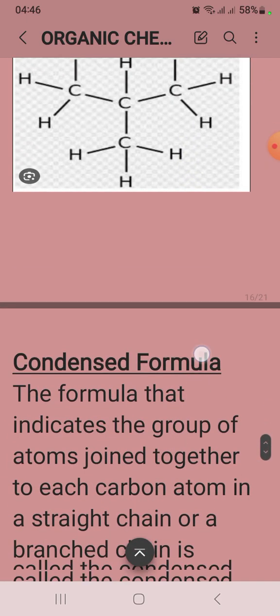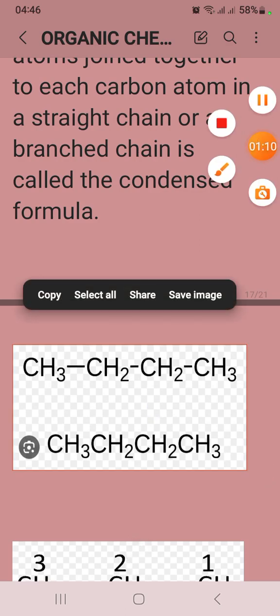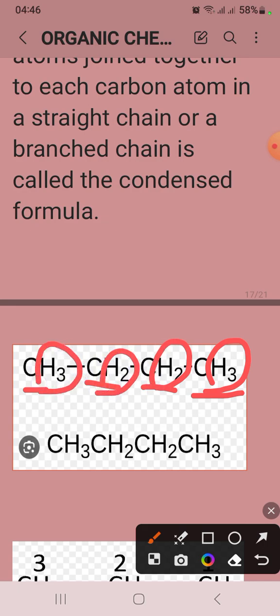For example, over here you can see the structural formula of butane. The first carbon atom is joined with 3 hydrogen atoms, so it is CH3. The second has 2 hydrogen atoms, so CH2. The third also has 2 hydrogen atoms, so CH2. The fourth carbon also has 3 hydrogen atoms, so it is CH3. So this formula shows the groups of hydrogen atoms that are joined to each carbon atom in the chain. That is why this is a condensed formula.